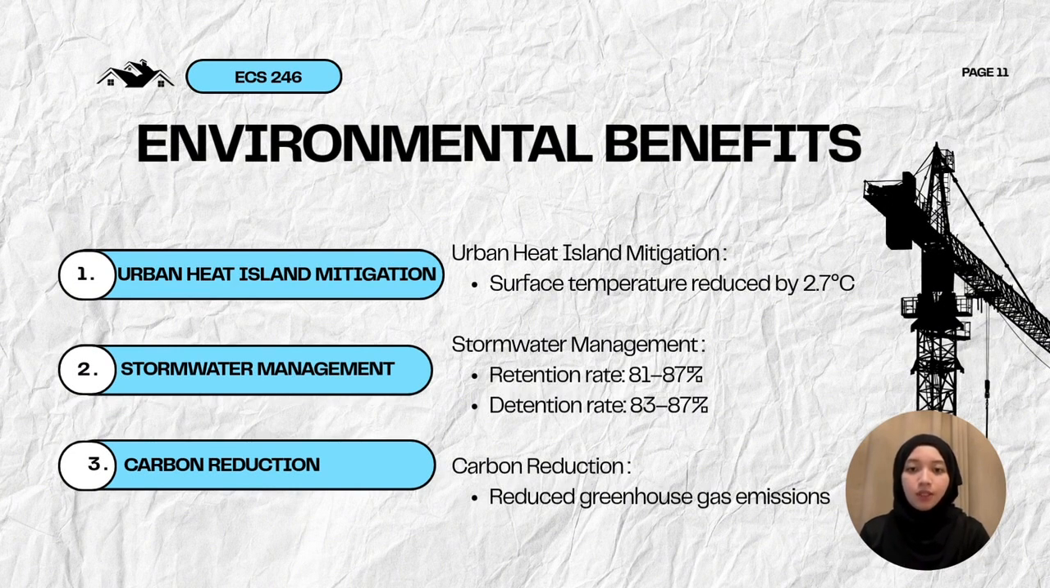Second is stormwater management. Green roofs absorb and store rainwater, which helps reduce surface runoff and the risk of flooding. They have a retention rate of about 81 to 87% and a detention rate of around 83 to 87%, meaning they can effectively manage rainwater before it enters the drainage system.